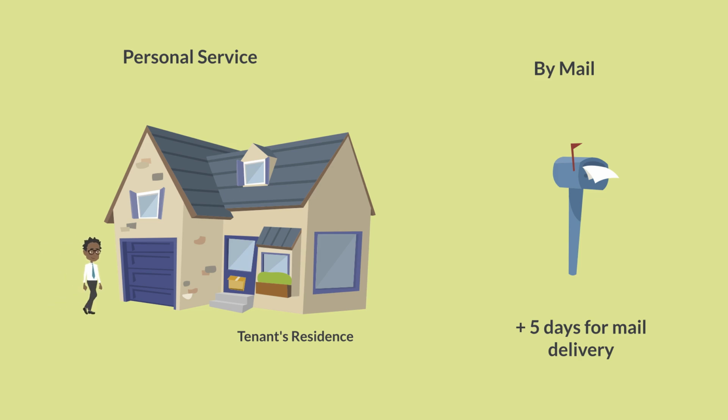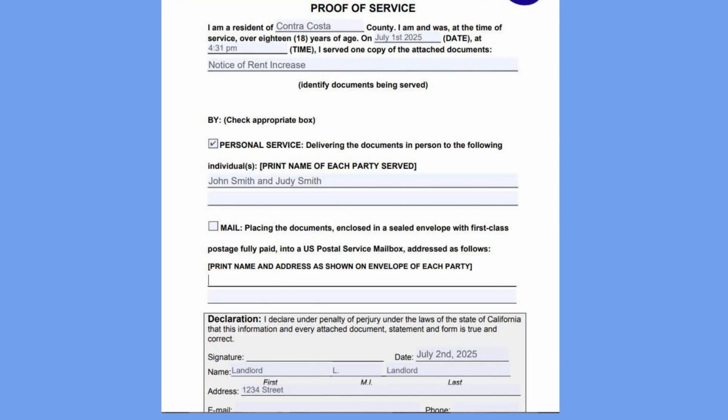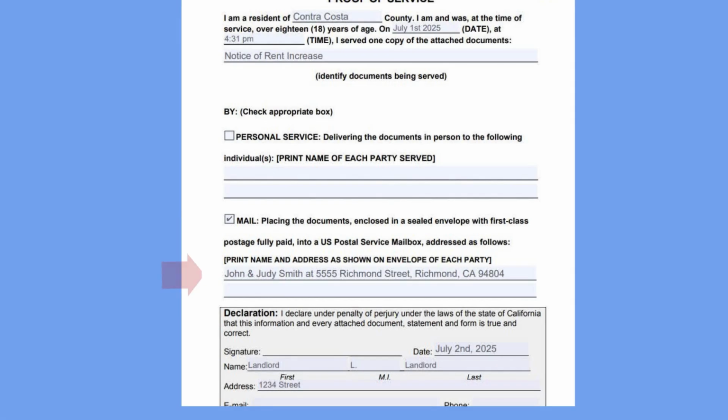Notices may be delivered personally, by handing them to the tenant, or by mail. Please note that if you mail the notice, you must add 5 additional days to the timing to allow for mail delivery. After you deliver the notice, the deliverer fills out and signs proof of service. Proof of service is sworn testimony that the deliverer performed his duty. In cases of personal service, the deliverer must put the name of the person he handed the notice to. And when mailing it, the deliverer must write the address information.